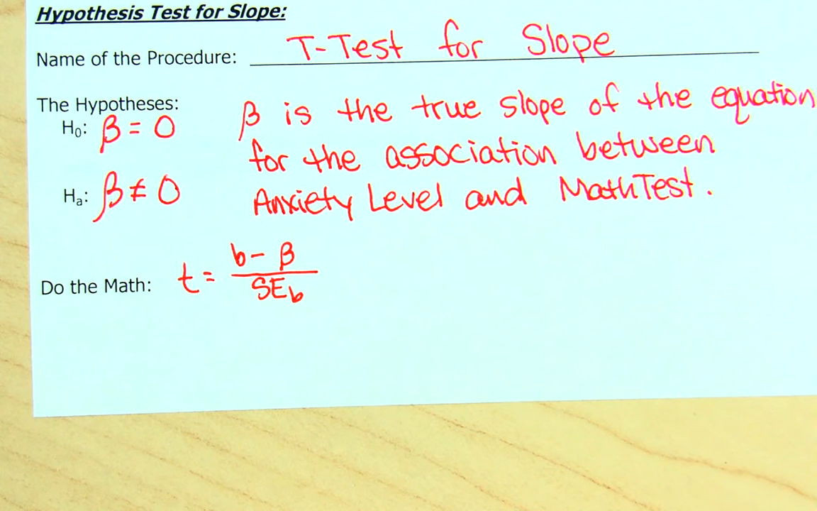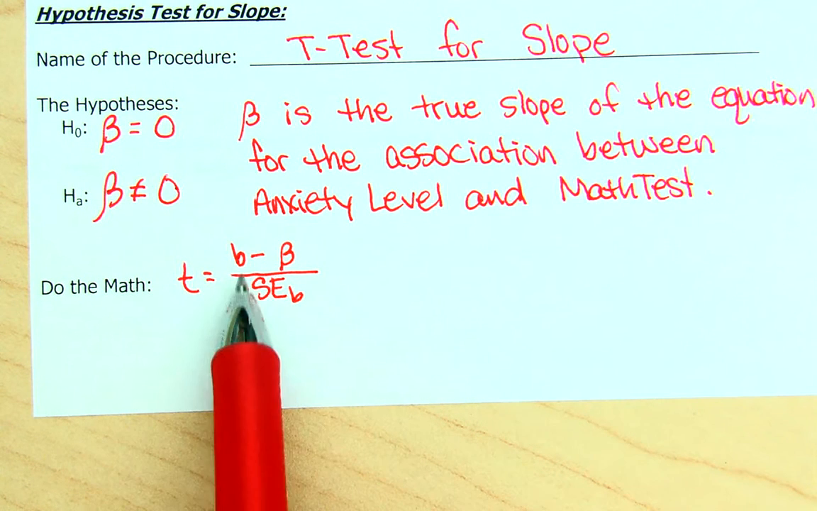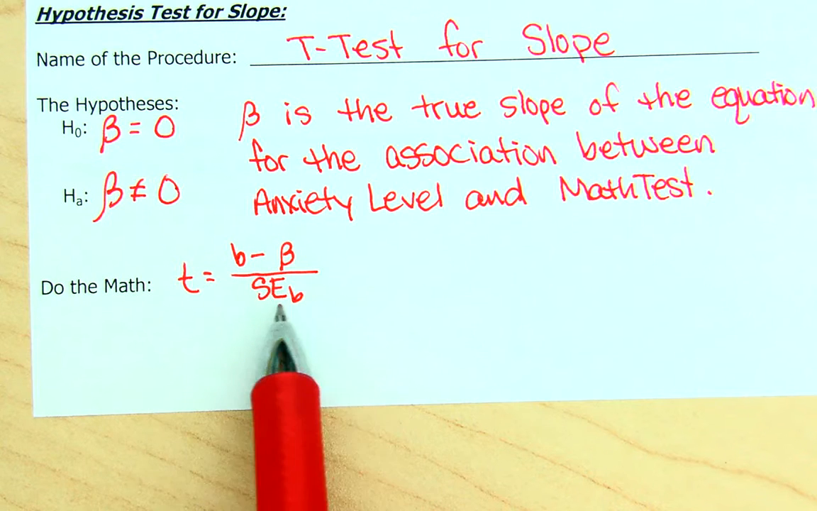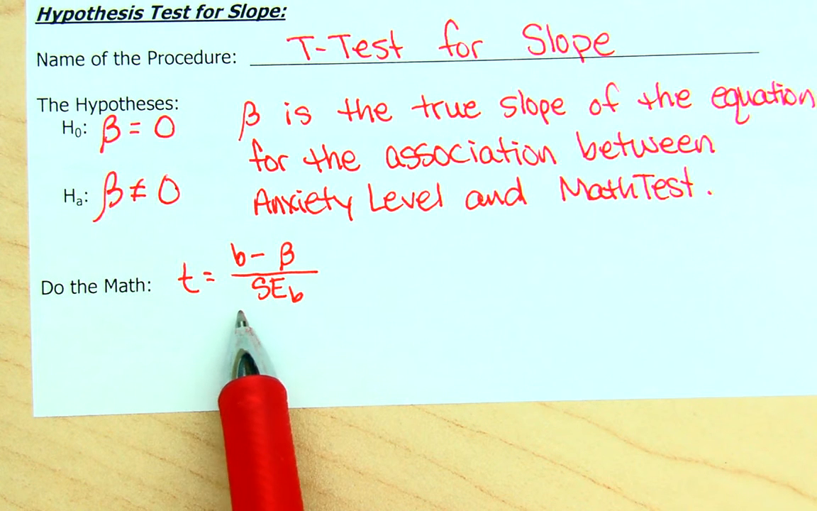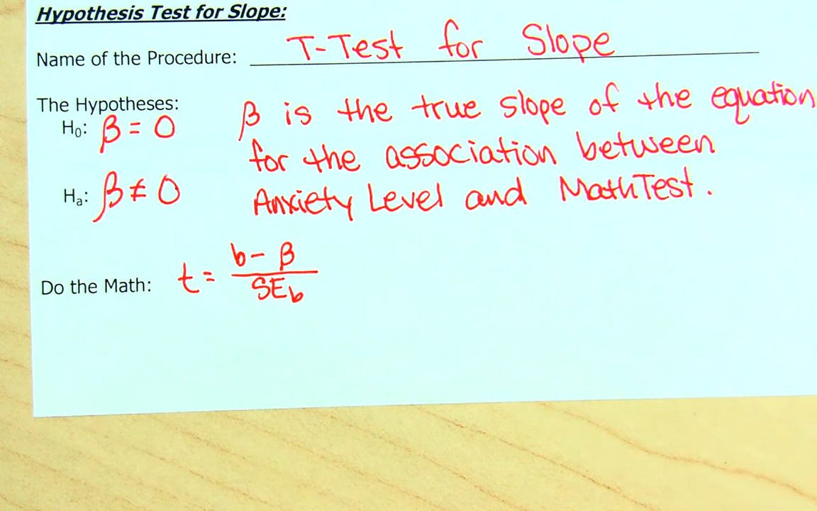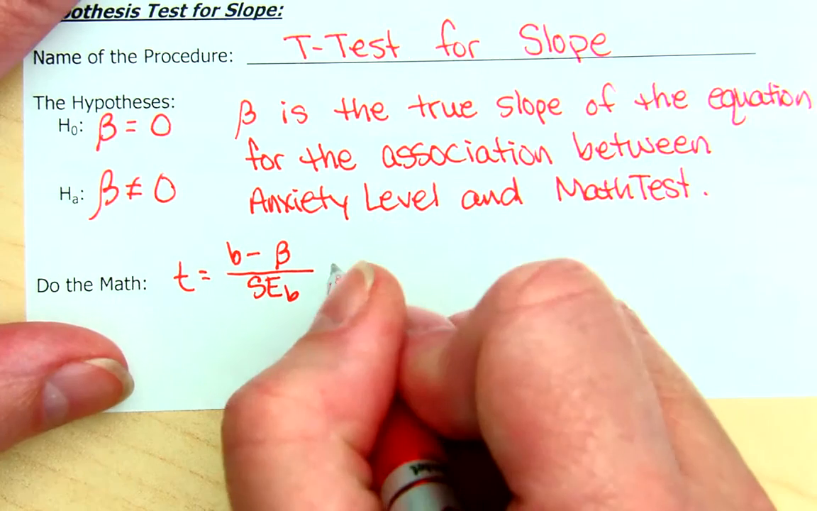Wait, so b or beta? Yeah. So b here, you said beta. Here, you said standard error. You said standard error of beta. Oh, yeah, sorry. Right. Standard error of b, sorry. I didn't mean to say that. I wrote what I meant to say, but I said something else. Okay.